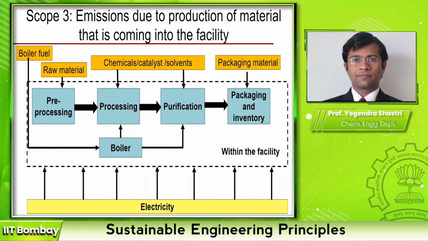Now you can say that electricity is also scope 3 technically because it is not on the facility, and that is true, but electricity is generally considered as a separate part because of two reasons. One, electricity often plays an important role, or it has an important contribution in the overall impact. Second, it is relatively easier to quantify the emissions because of electricity.